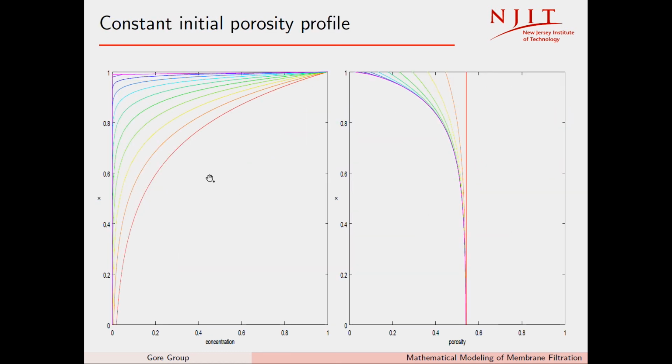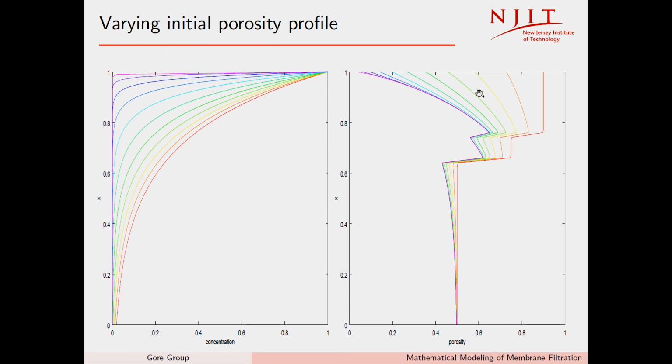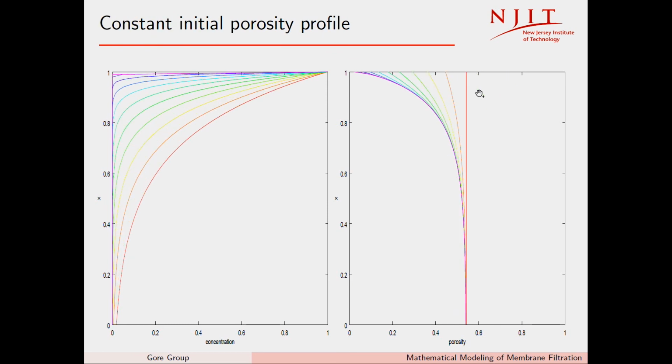And we solve this numerically with a constant initial porosity profile, which is the red line that goes straight up in the middle. Over time, time is proceeding this way, so the porosity is getting smaller and is clogged on the top. Similarly in this case, which is the concentration, the initial one is the red line, and time proceeds this way. So it also shows that the porosity is basically being clogged at the top.